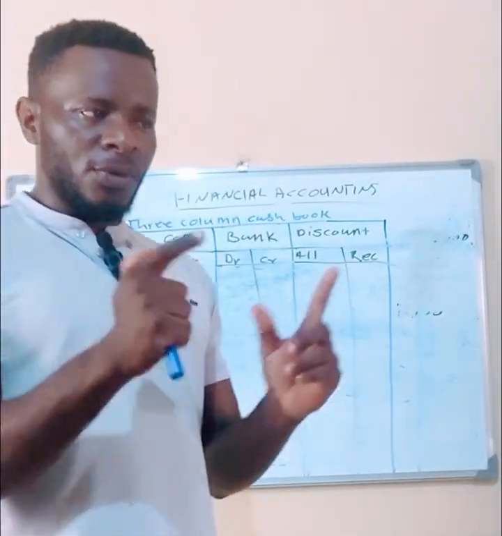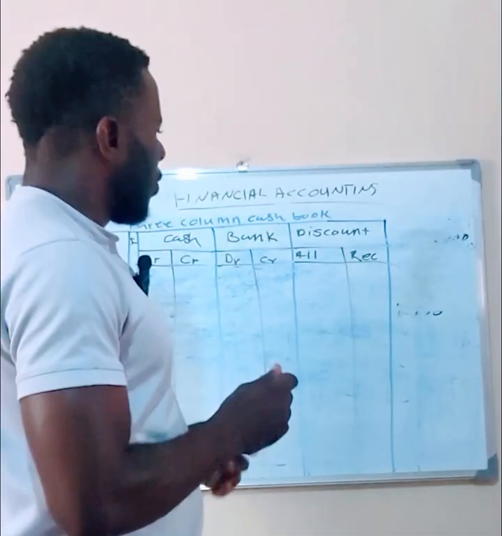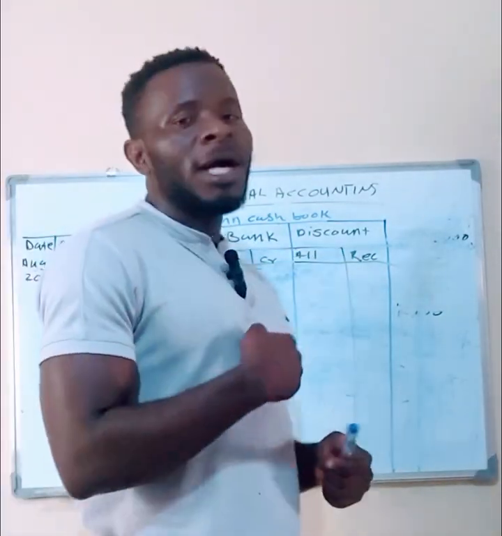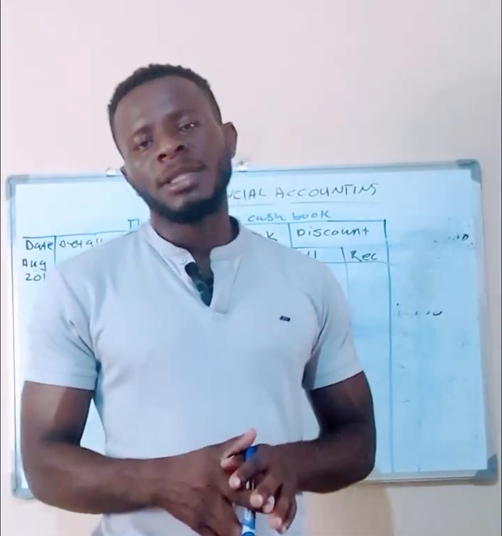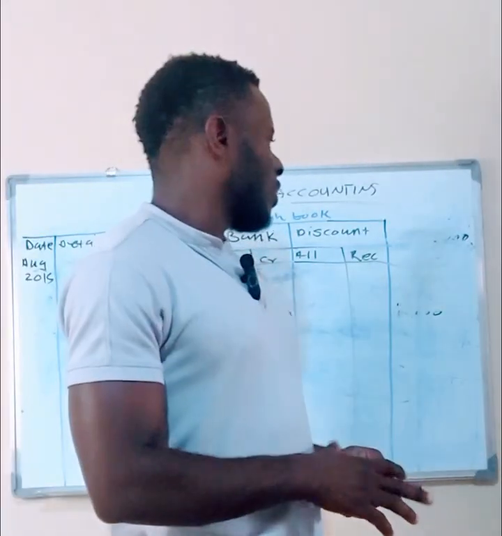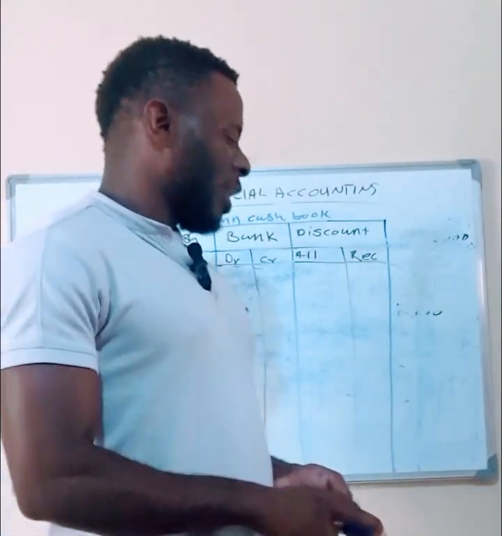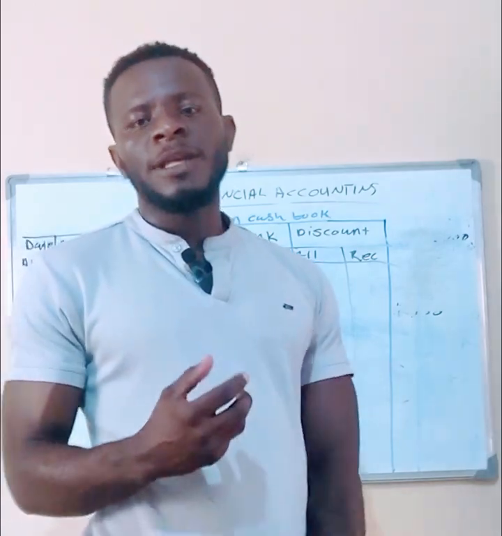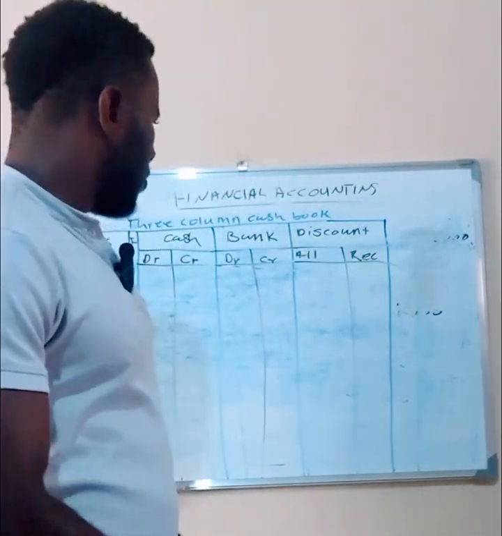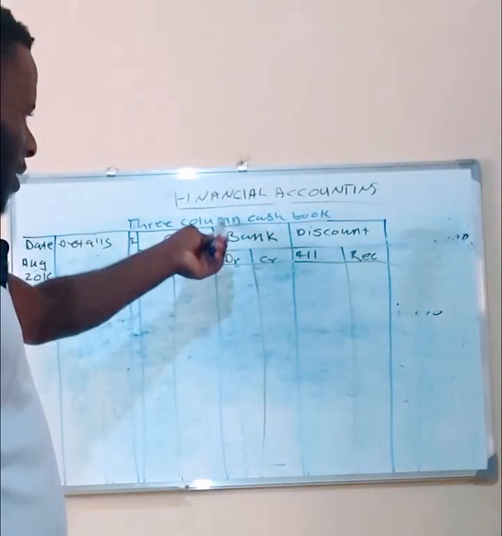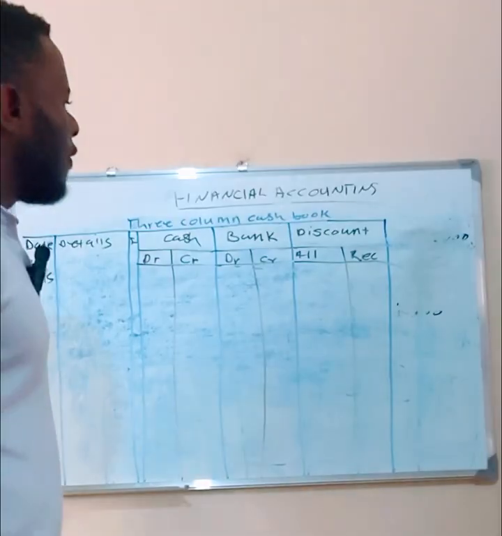That 2,000 is a discount allowed on our part as a business, and we are going to take it as an expense. To us, it's a discount allowed. To the person that was buying goods from us, it's a discount received, and that person is going to treat it as a gain, but we are going to treat it as an expense because it's a loss to us. This is how a 3-column cash book looks, because of the provision for the discount.